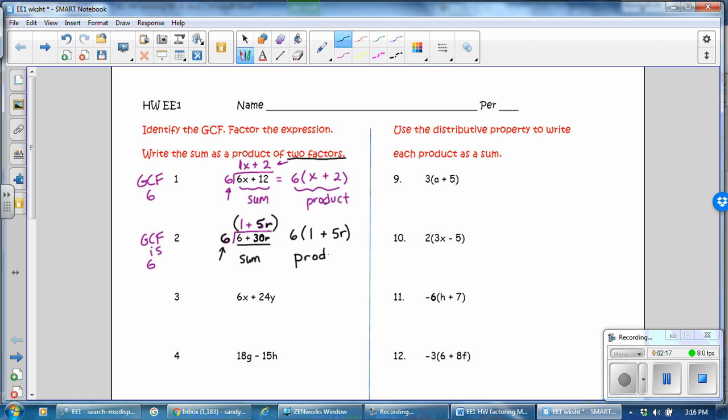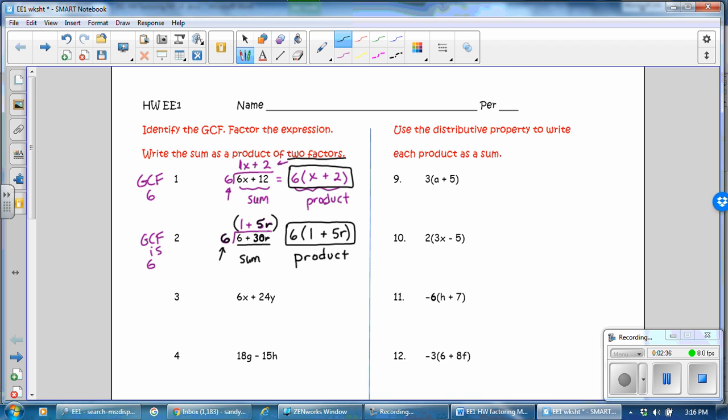So the right side, this is called the product. And the answer for number 1 was 6 times the quantity x plus 2. On the right side of the page, use the distributive property to write each product as a sum.